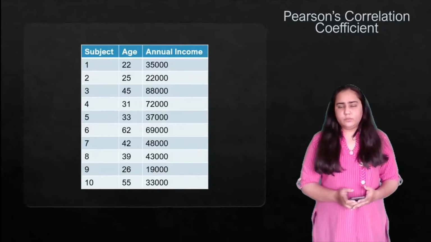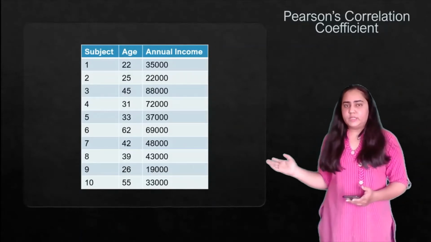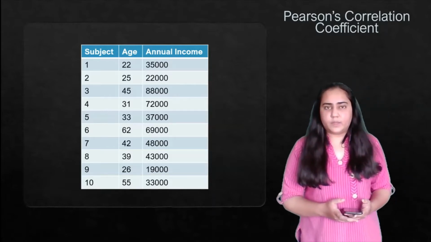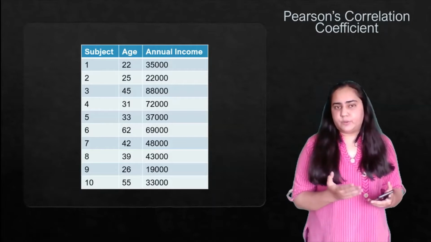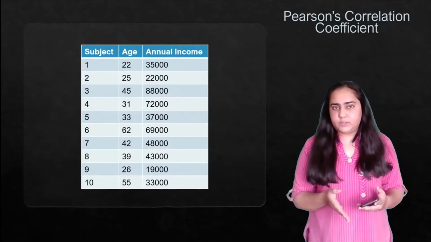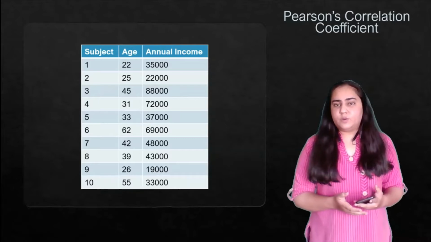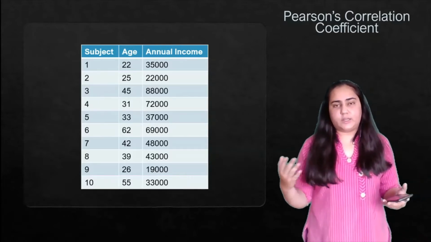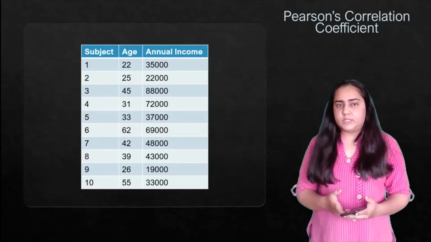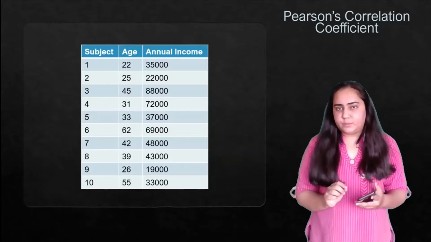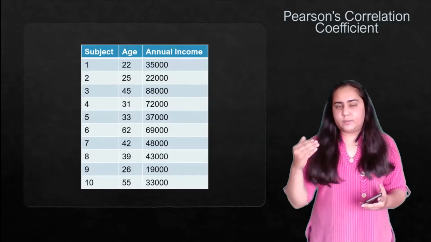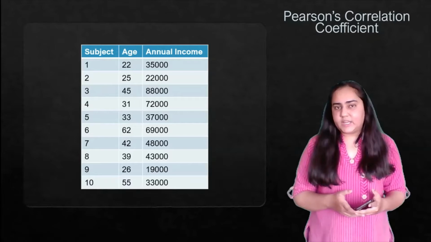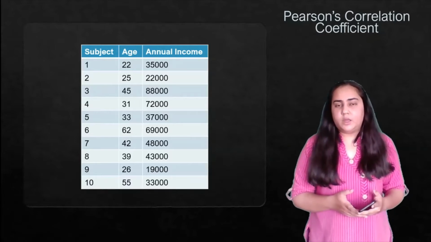So let's take an example. What you see here is an example, and in this example there are 10 people with their ages and their annual income. We want to find out if there is a linear relationship between age and annual income. What you see written as subject is actually just a serial number given to each person, and there is age given and annual income given.